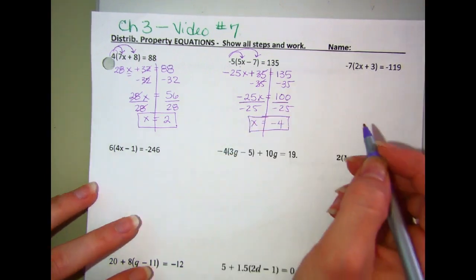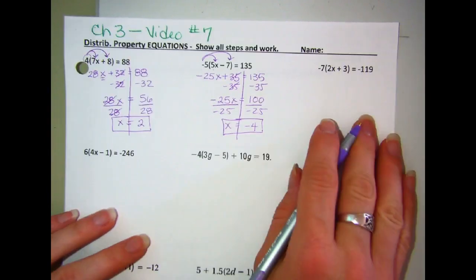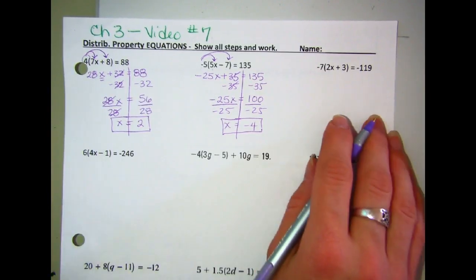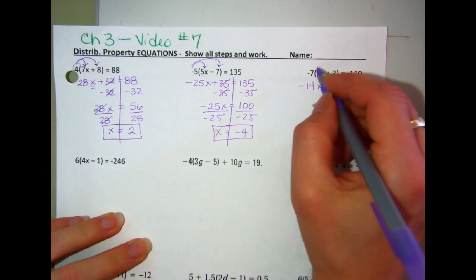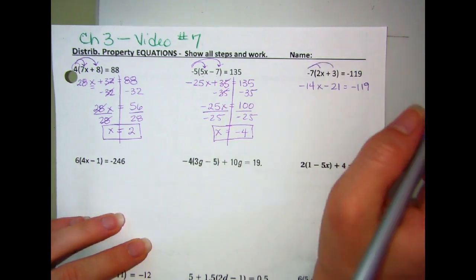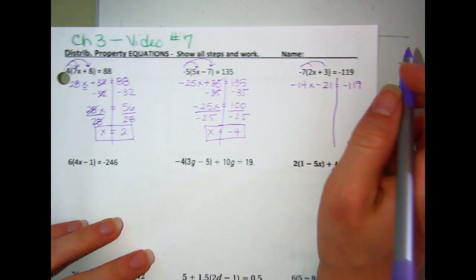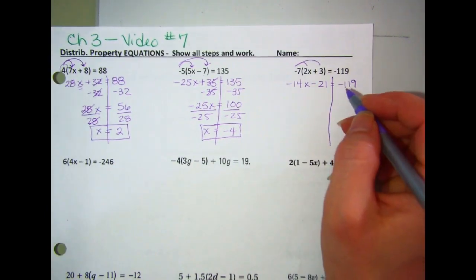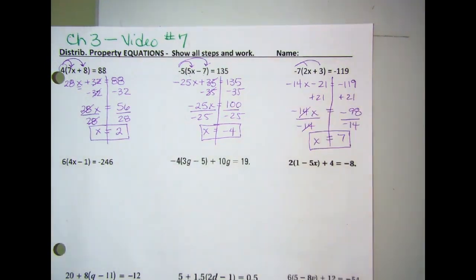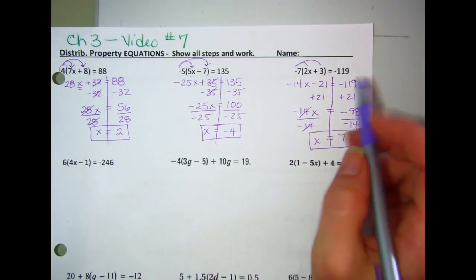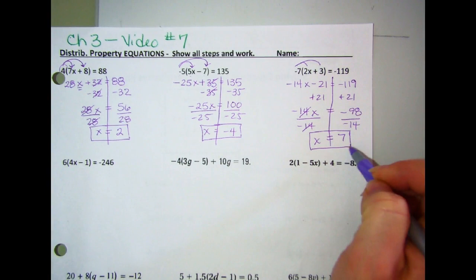Okay, so you try the next one, and then pause, and we'll see what we get. Here's what I got after I distributed, when I multiplied that negative 7 out. So now I'm going to draw the line, cancel things out until you get x by itself, so pause again, and then we'll check our answer. Okay, so I finished up this problem solving for x, and I got x is 7.